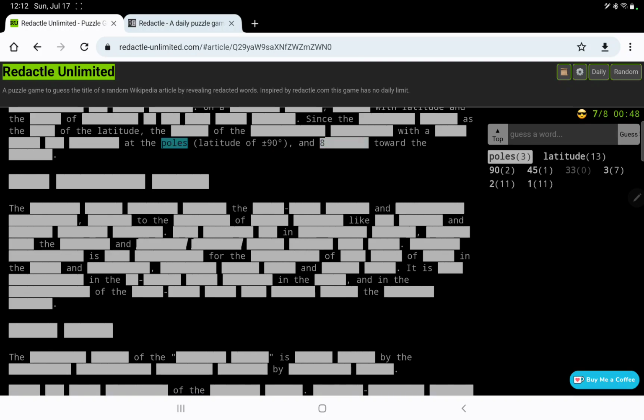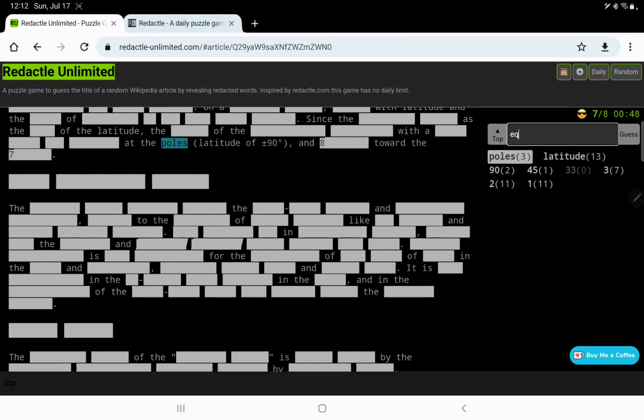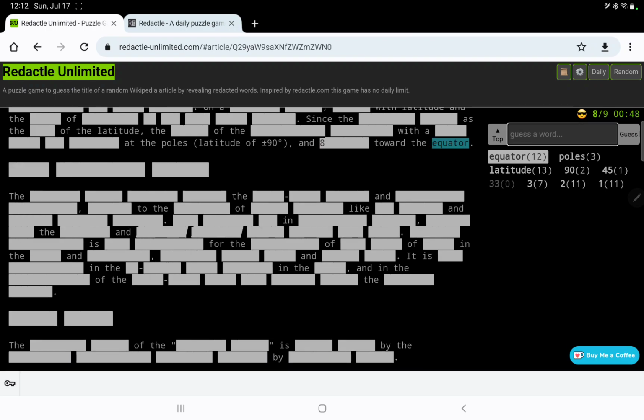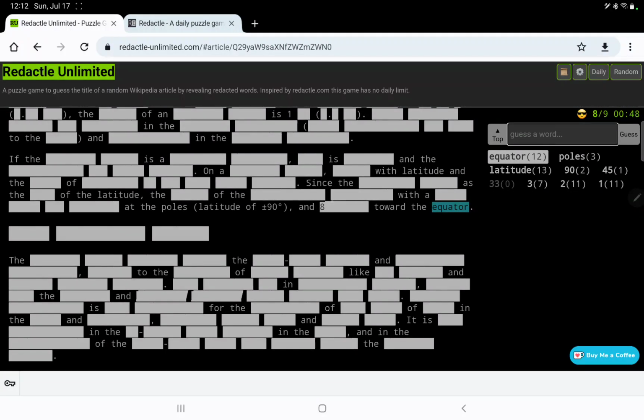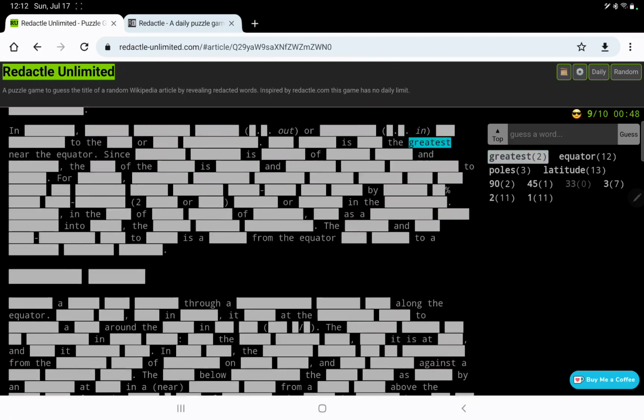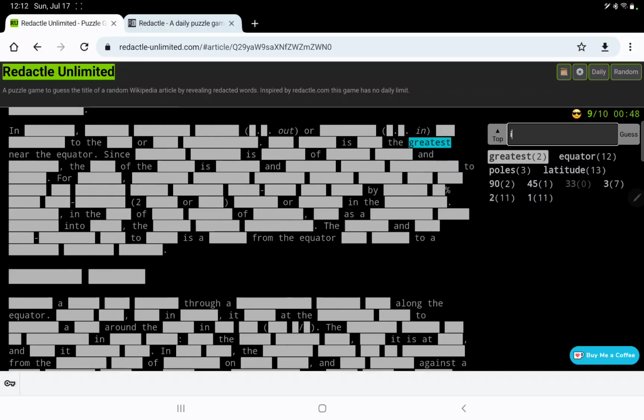"At the something, at the poles." Okay. And something toward the 7. How about equator? Okay. I'm going to say greatest. No, but there are two greatests. Okay, I was not expecting to see references to longitude, well, latitude. I was thinking physics.